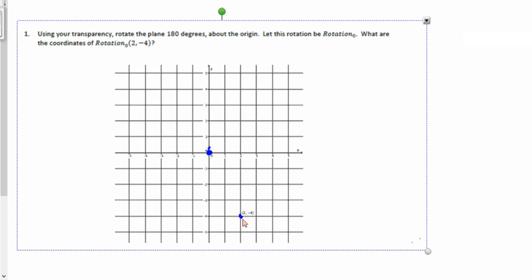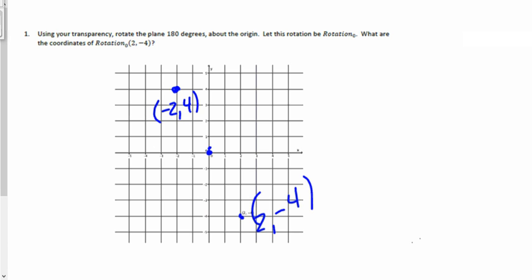I'm going to label this point down here, this (2, -4). And I'm going to keep my finger right here in the center. And I'm just going to rotate that transparency so that it is upside down. Where do you notice that your point is going to be? If you look, your point is going to be at (-2, +4). That's a 180-degree rotation. Well, what happened? Those numbers look very familiar. This (2, -4), when rotated 180 degrees, became (-2, +4). Okay, what happened is that they went from quadrant 4 down here to quadrant 2. It just completely flip-flopped where it was when you go upside down.